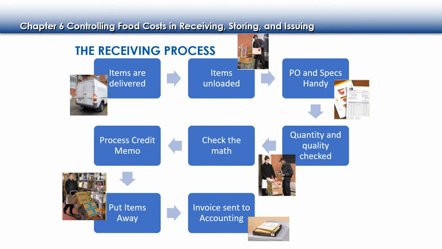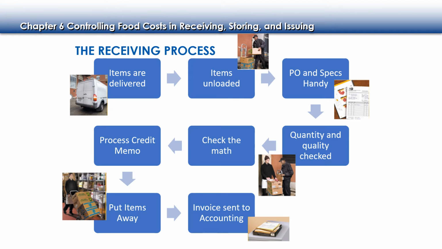So the receiving process, essentially items are delivered, whether it's to a loading dock or a back door. Then the delivery driver is going to unload those items from the truck. It's important for the person who is receiving the order to make sure that the purchase order and specs are handy. That way they can always refer back to that, because the person who's receiving may not be the person who actually placed the order. Then the delivery driver often has their own copy, and so we want to check the quantity and quality of each item that's coming through.